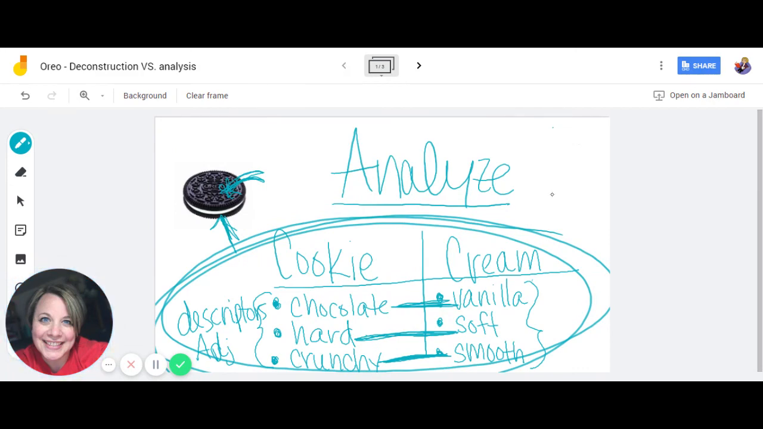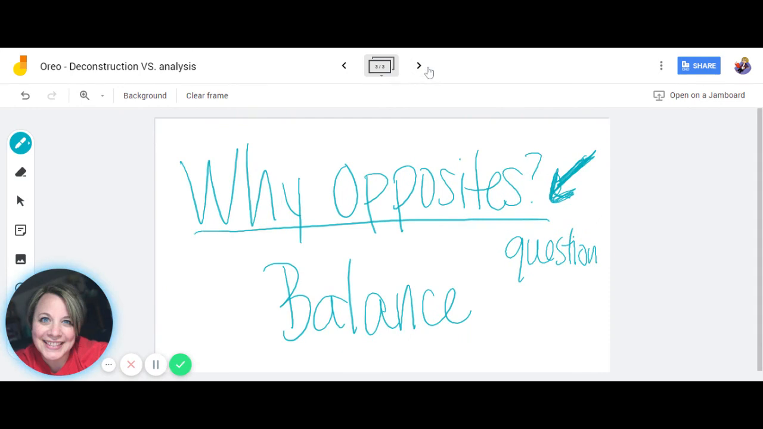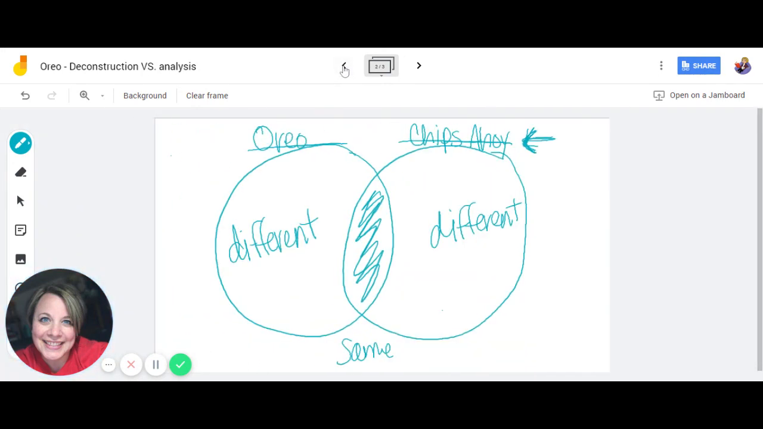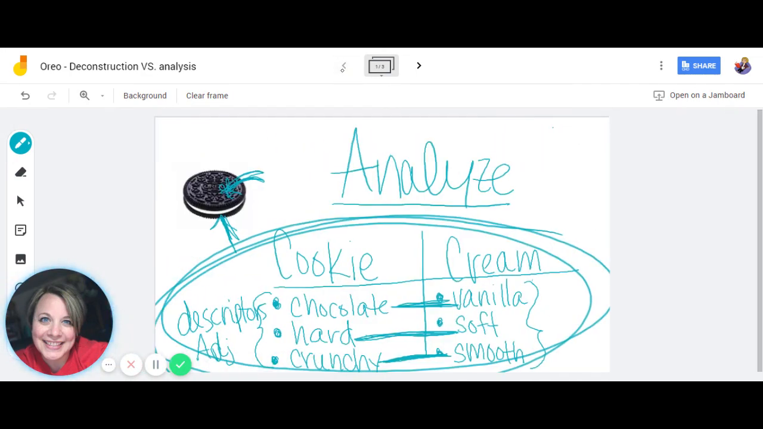We're going to be looking at deconstruction. We're going to be looking at analysis. Okay, and then we're going to start asking questions and answering them. And we'll use our text evidence to support our claims. Okay, so maybe I go back to the package, the back of the package, and I pull something from the back of the package to support why I think the opposites give it balance, or my comparison and contrast, why I think those results are the way they are.